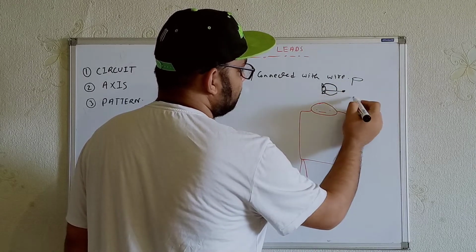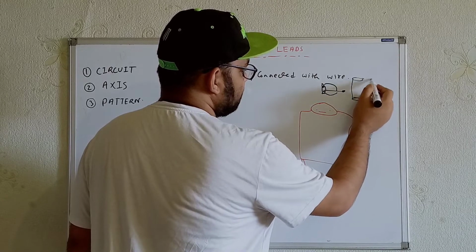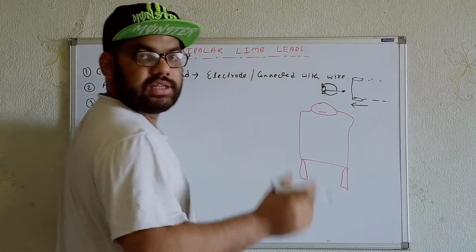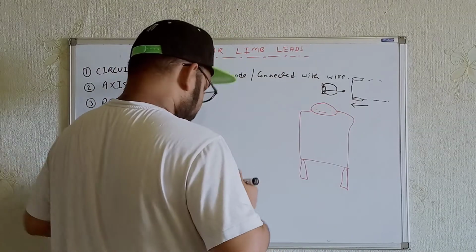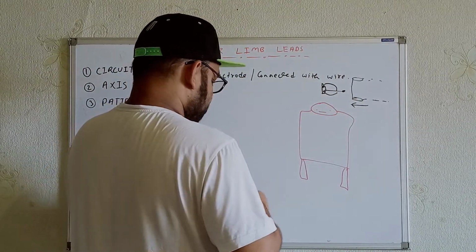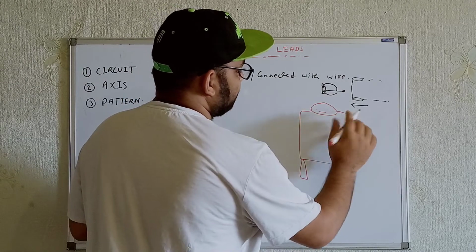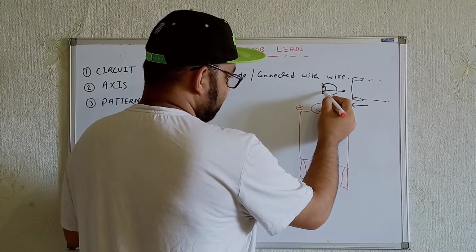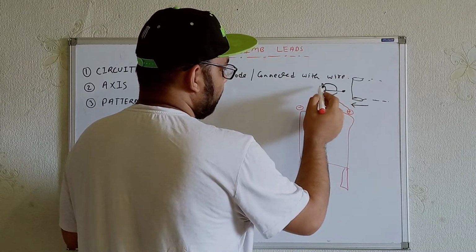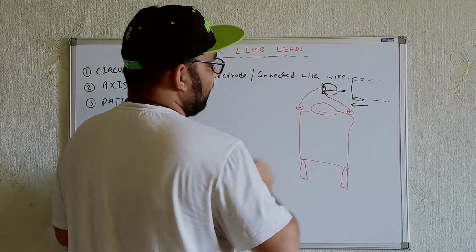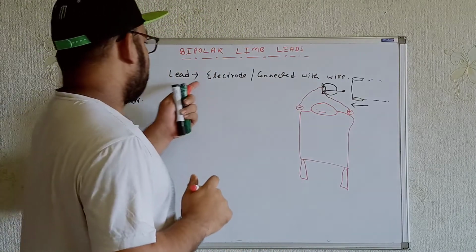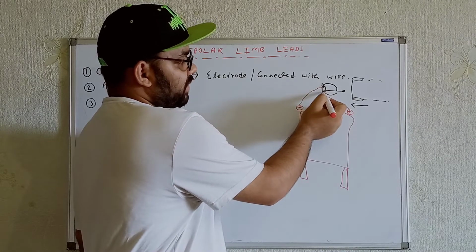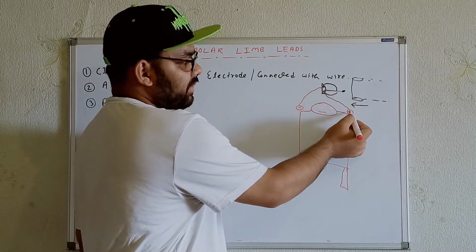Let me show you here. Whenever the machine works, the ECG paper moves in this direction. For example, I'm assuming this is the positive side and this is the negative side of the electrodes. One electrode is connected with a wire here and another wire over here. So the lead is nothing but the electrode connected with the wire, one part of the wire within the machine, another part with the body surface.